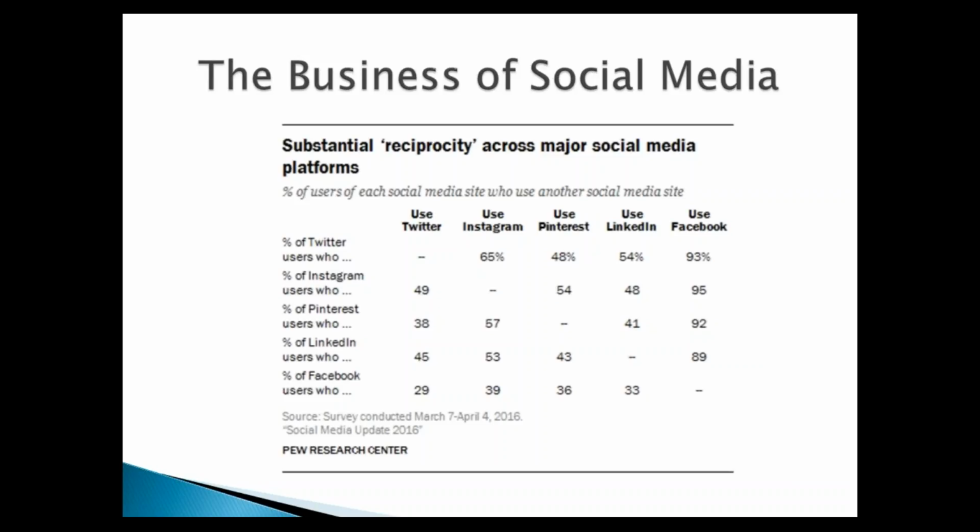And then on the bottom, as somebody said in one of the earlier comments, if I have Facebook, why do I need something else? Well, that's exactly what this measures. On the last row, percentage of Facebook users who, it says 29%, 39%, 36%, and 33%. So if you're using Facebook, and the more you use Facebook, the less likely you are to use the others.